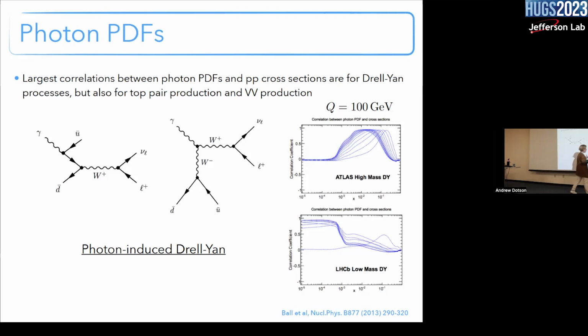So the game you have to play is to think, what are the processes that can give me information? You calculate the correlation coefficient between the photon and the cross-section. If you have correlation, it means that by adding this data into your fit, you might hope to get some information about this PDF that you add.